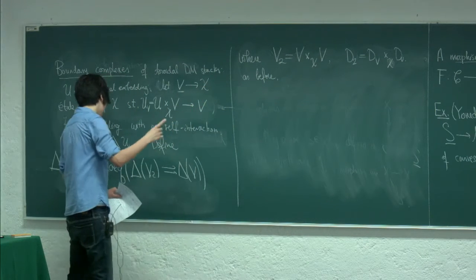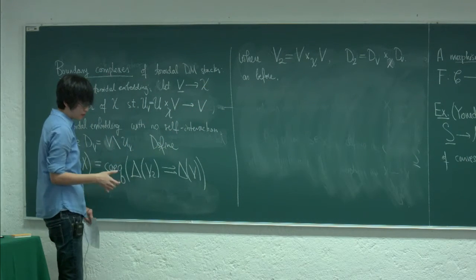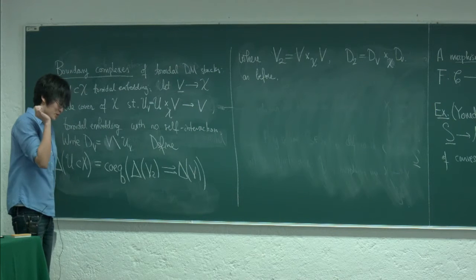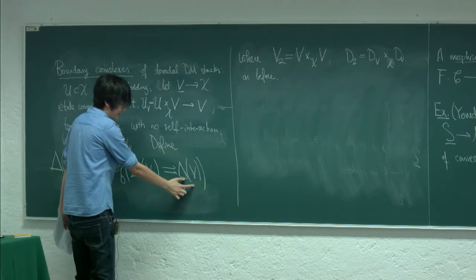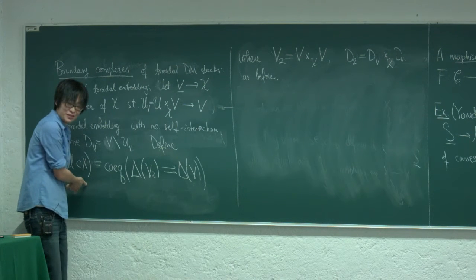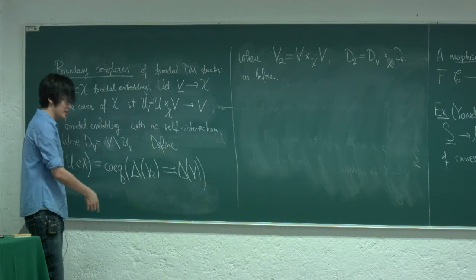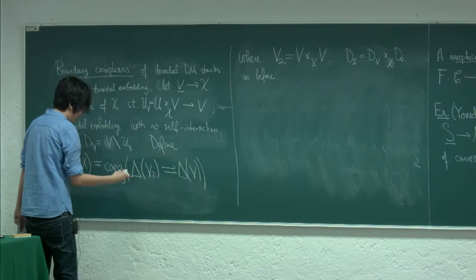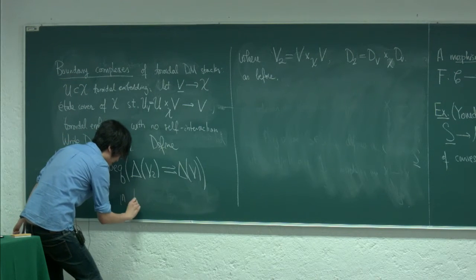So again, D2 inside V2 somehow gives you the gluing data that allows you to pass from the boundary complex of your étale cover to the boundary complex of your original toroidal embedding of Deligne-Mumford stacks. And the construction goes just as before. So this is the co-equalizer in, again, the category of topological spaces.